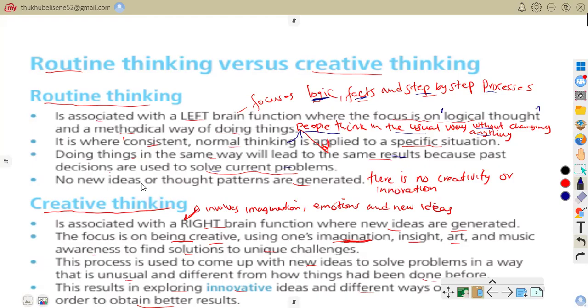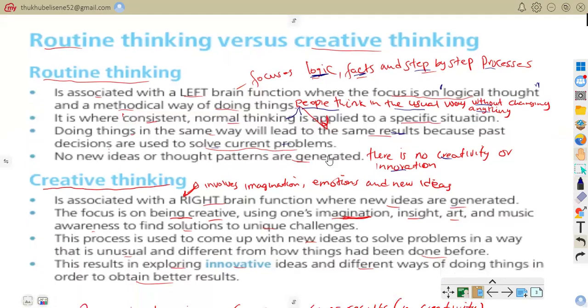Now it says no new ideas or thought patterns are generated. So there is no creativity or innovation, and employees are not encouraged to suggest improvements. So now let us come to creative thinking.